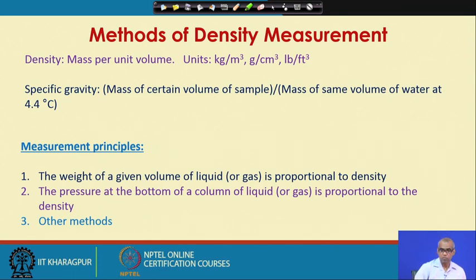The pressure at the bottom of a column of liquid or gas is proportional to the density, and there are some other methods also which can be used to measure density, such that we will talk about Coriolis mass flow meter, which we have already talked about when talking about the flow measurement. The Coriolis mass flow meter can also be used for measurement of liquid density.